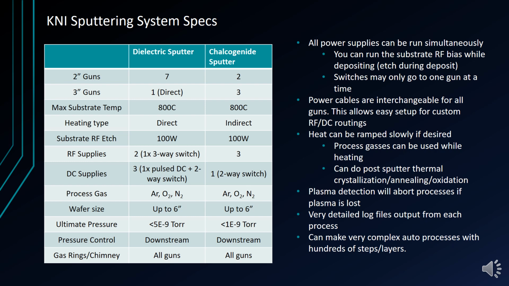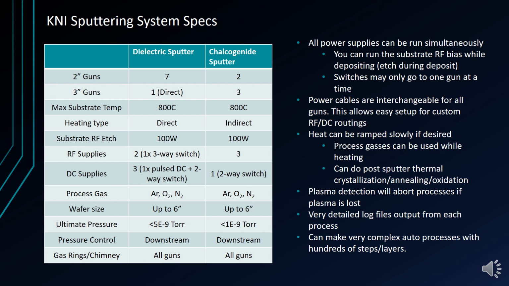Both systems are largely very similar. Both are capable of substrate heating to 800C, RF and DC sputtering, reactive sputtering with oxygen and nitrogen gas, and substrate etching. Pressure control, maximum wafer size, and gun accessories are the same in both systems, and the ultimate base pressures are comparable, falling in the low 1e to the minus 9 torr range.